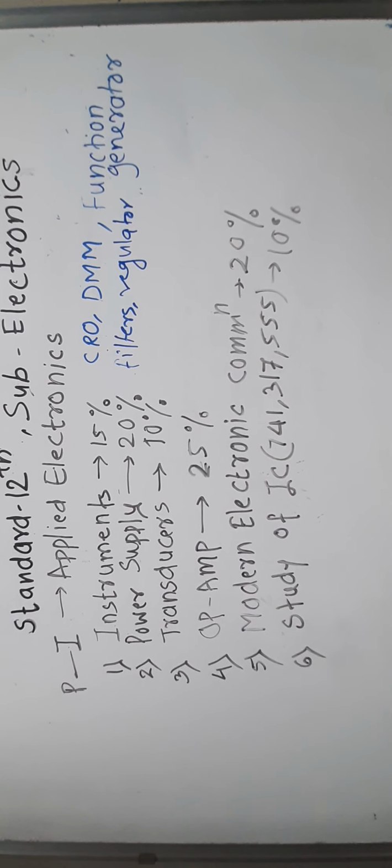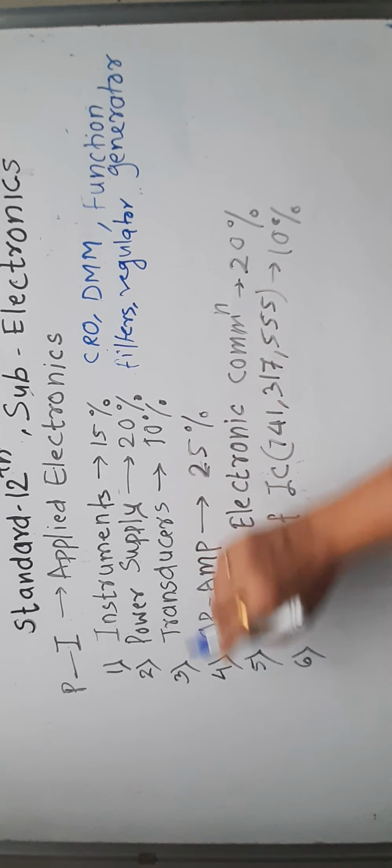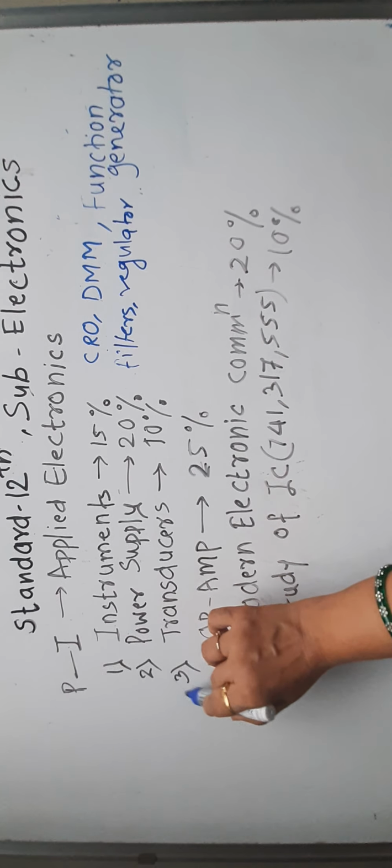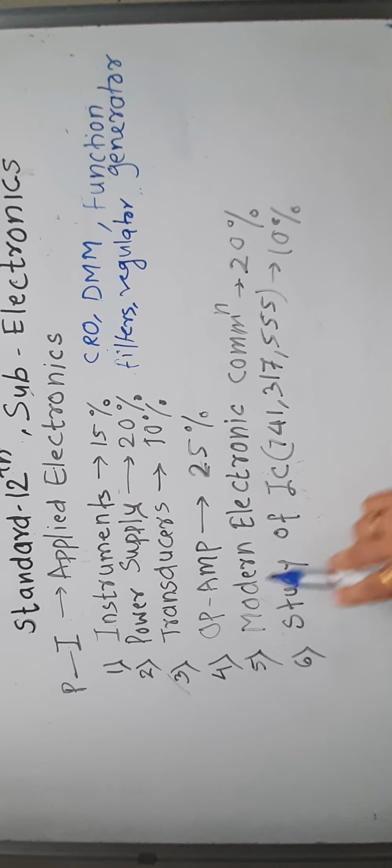The next chapter is transducer. A transducer is a device which converts one form of energy into another form. This chapter is also very important. It is used everywhere.